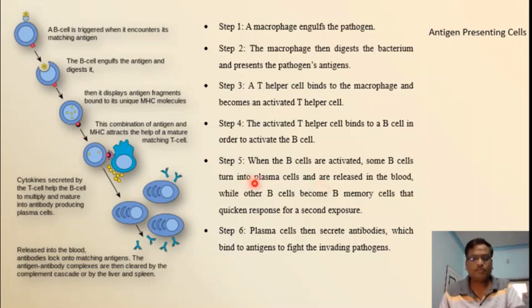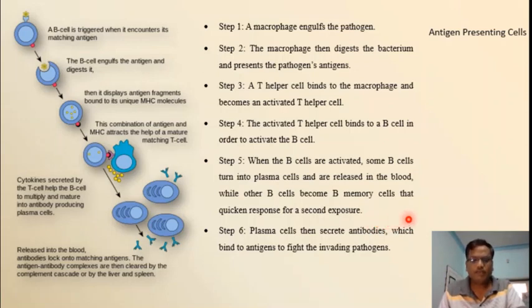Now these plasma cells, because they have identified the antigen presented by the T helper cell, are going to produce specific antibodies against this particular antigen, and these specific antibodies produced by the plasma cells are going to be secreted by the plasma cells.